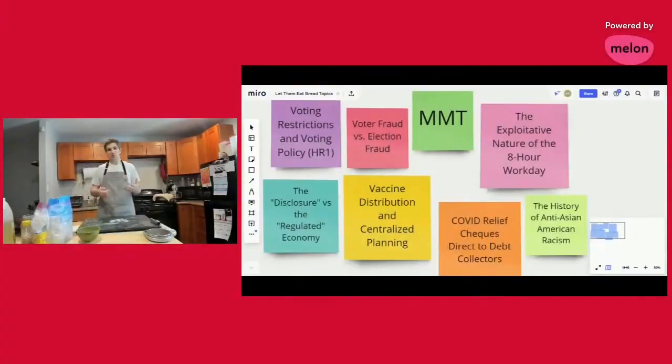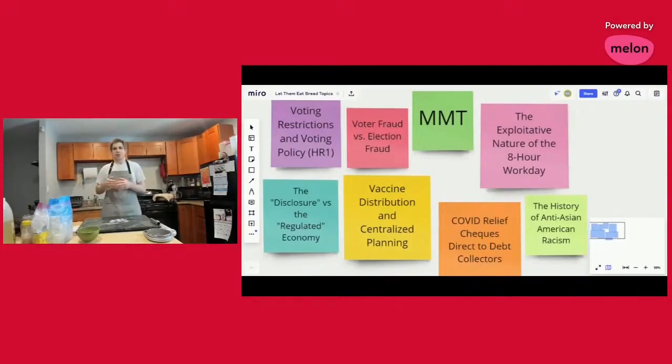So let's start with voter fraud versus election fraud. We just had an election in the United States in November, and a lot of people were talking about voter fraud and election fraud, and what does it all mean, right? If you don't know, voter fraud is the committing of an illegal act related to a single voter and the casting of votes.